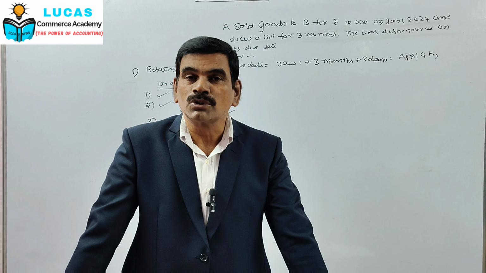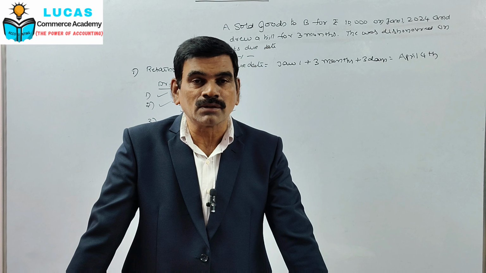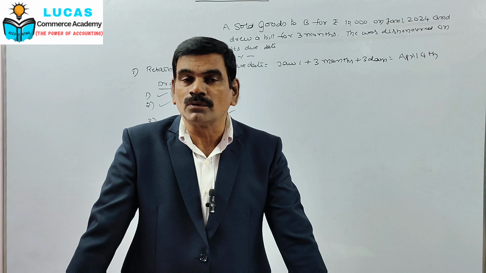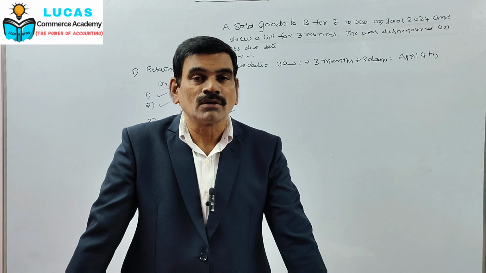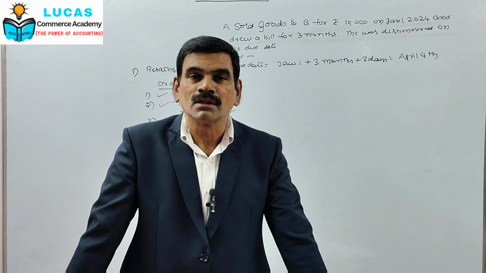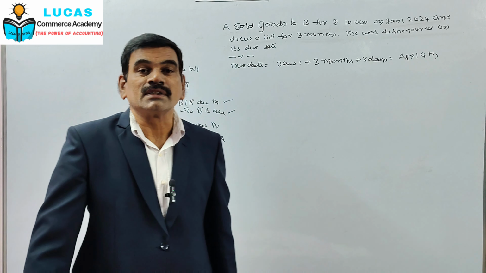Once again, goods sold to B: B's account debit to sales account. Second, when the bills receivable is received from B: bills receivable account debit to B's account. Then third journal entry, when bill is dishonored, the second journal entry is to be reversed. That means B's account debit to bills receivable account.